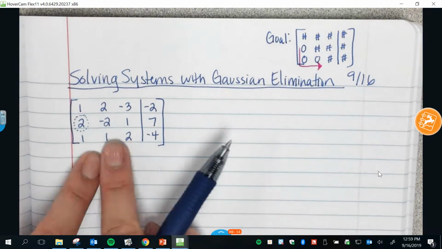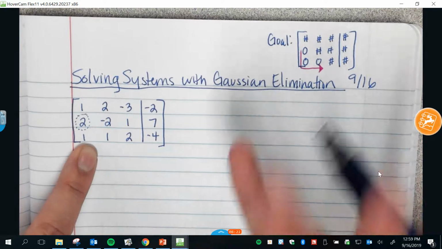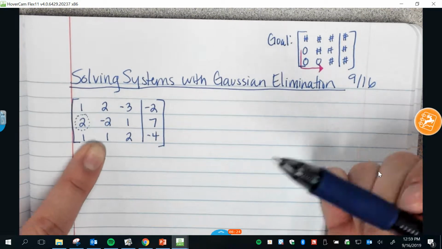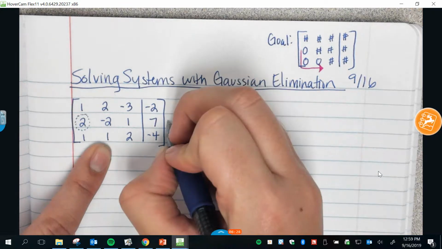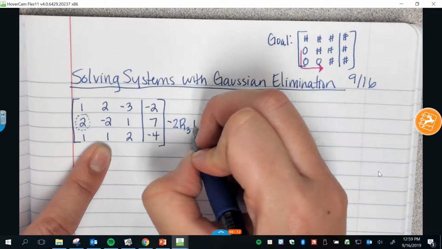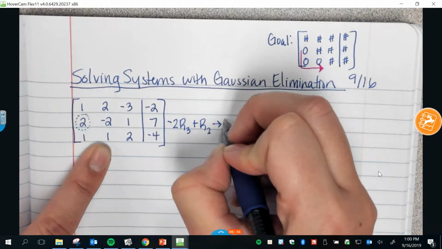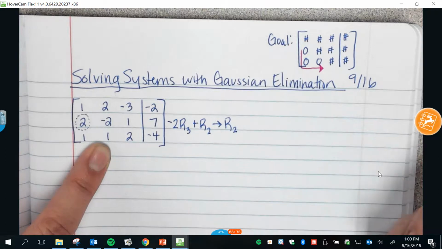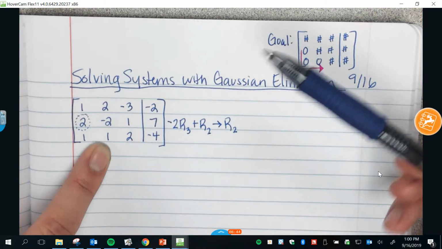I would just look at the rest of your numbers and say, which would I rather multiply, the top row or the bottom? I don't know. I might pick the bottom because there's more ones. Okay? But here's what we would write. We would write this. -2 row 3 plus row 2 into row 2. Okay? I'll just have you write that down first, and then I'll explain where this coding is coming from.